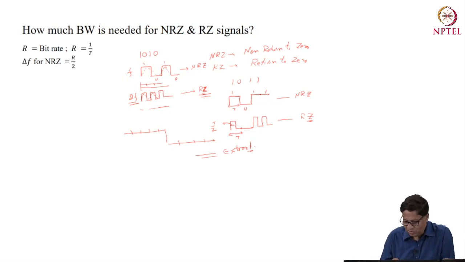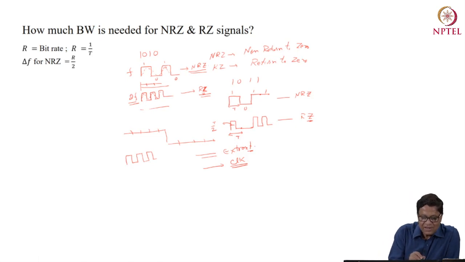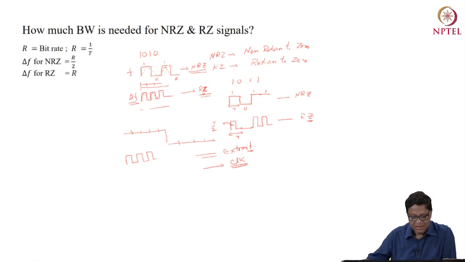So that is why you use RZ, so that you introduce transitions, and then you are able to extract the timing information or the clock from the signal. So that is the advantage of using RZ over NRZ. And NRZ also has a benefit, but timing recovery will be a little tough here, but it will require less bandwidth. So the delta F required for NRZ is R by 2, half. And delta F for RZ is R.